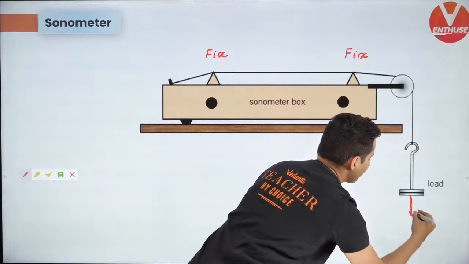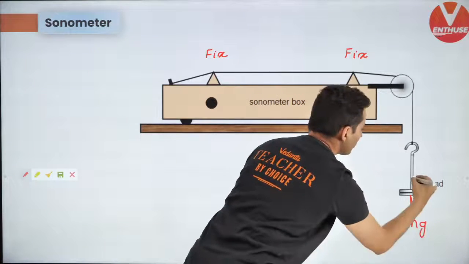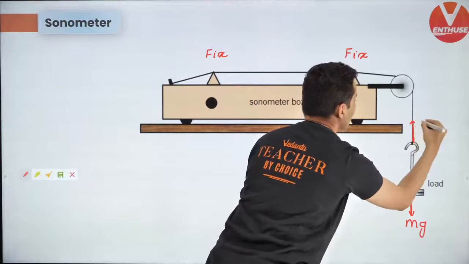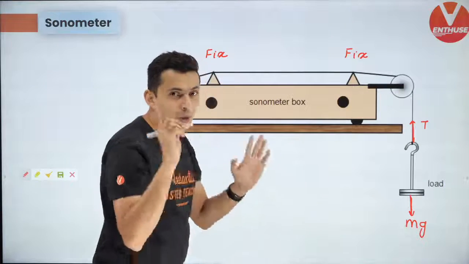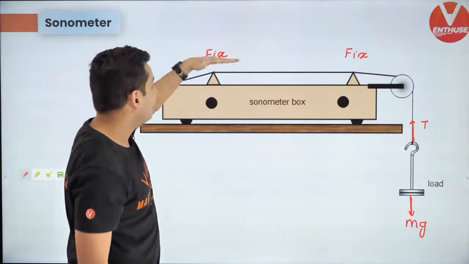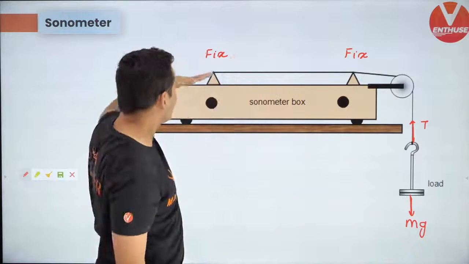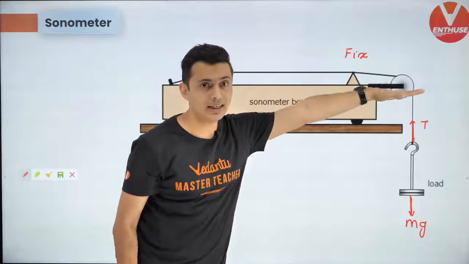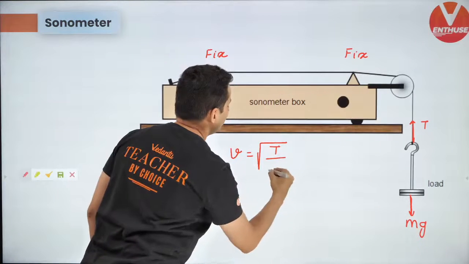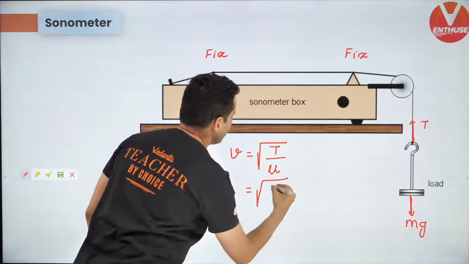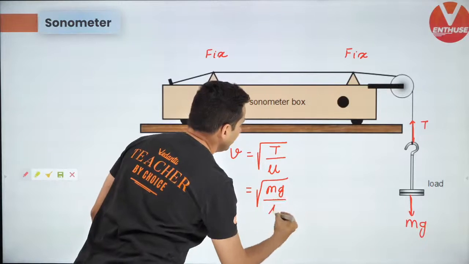And there is a string which passes over a pulley, and there is a mass which is attached here. That mass will have its own weight, mg. So there will be some tension which will be created in the string. Now that tension can be used to calculate the wave speed on the string. So if you generate a wave, it will pass on the string. That wave speed will be root of tension by mu, and tension is nothing but mg.